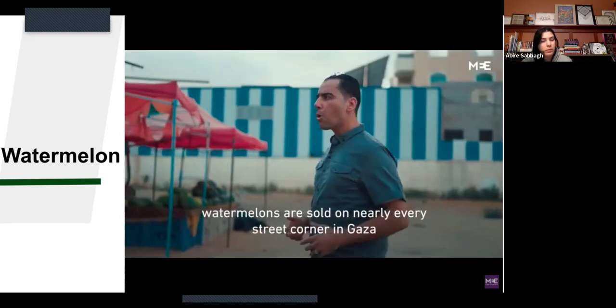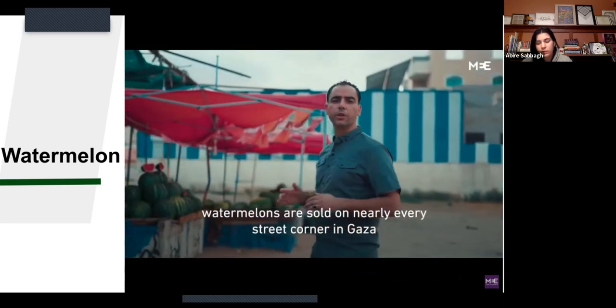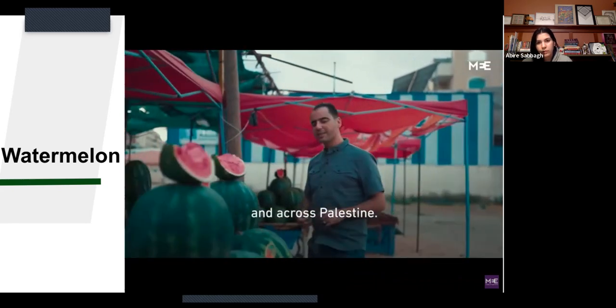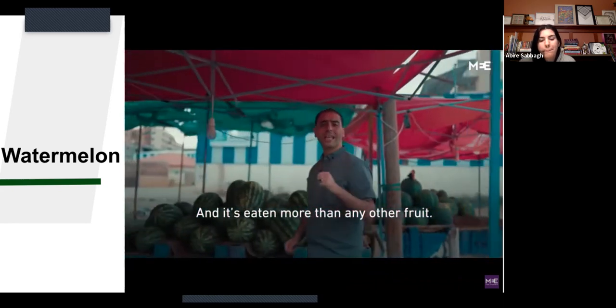In the heat of summer, watermelons are sold on nearly every street corner in Gaza and across Palestine, and eaten more than any other fruit.